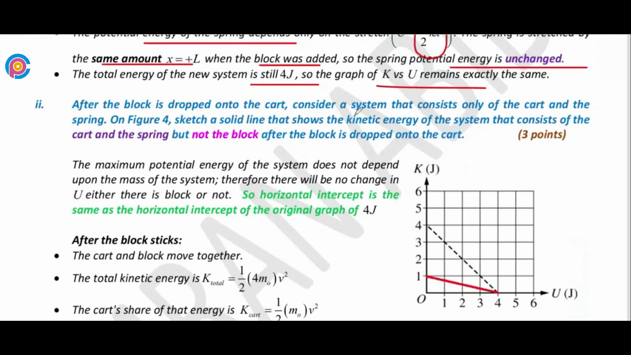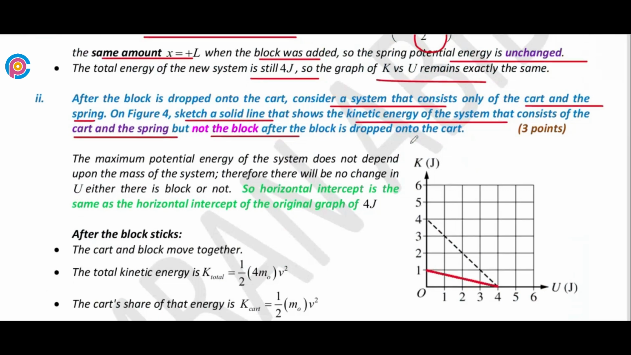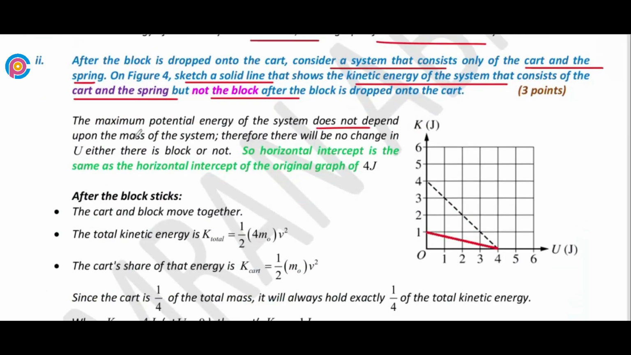The question is, after the block is dropped onto the cart, consider a system that consists only of the cart and the spring. On Fig 4, sketch the solid line that shows the kinetic energy of the system consisting of the cart and the spring, not the block, after the block is dropped onto the cart. The maximum potential energy of the system doesn't depend upon the mass of the system. Therefore, there is no change in U, whether there is a block or not. So the horizontal intercept is the same as the intercept in the previous graph, Fig 4, that represents the 4 joules. So in both cases there is no change in potential energy.